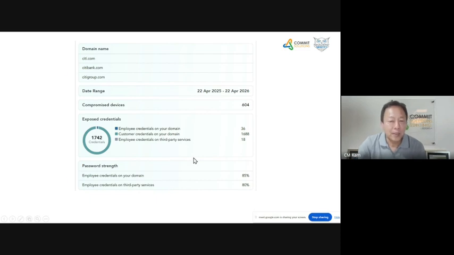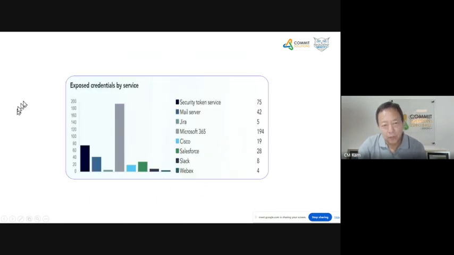So also from a scan, what we are able to tell you is which are the areas of exposure, right? Like security token service exposure, the number of accounts from a mail server, how many credentials are found there, and so on. Microsoft 365, Salesforce, whatever. This is only a sample, I say. So it gives you an idea where the credentials are mostly leaked, and maybe you will want to relook at that particular system and see how we manage it.